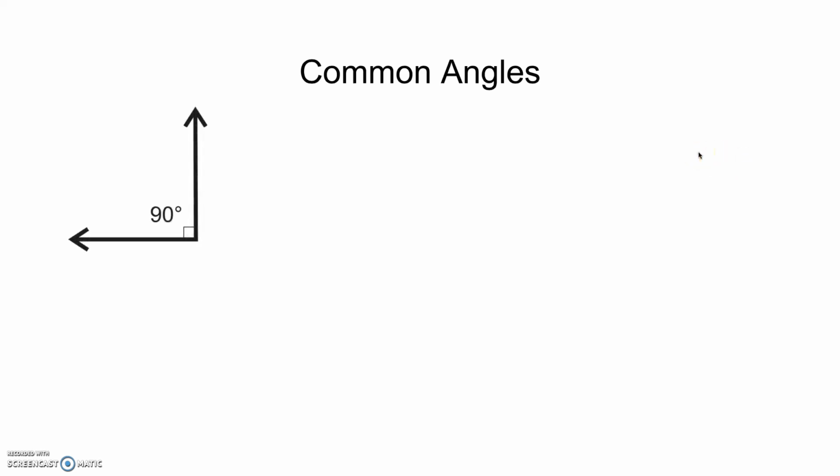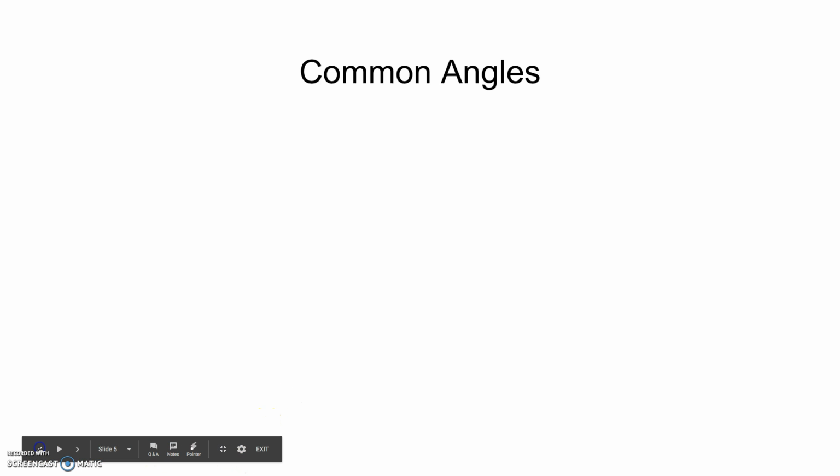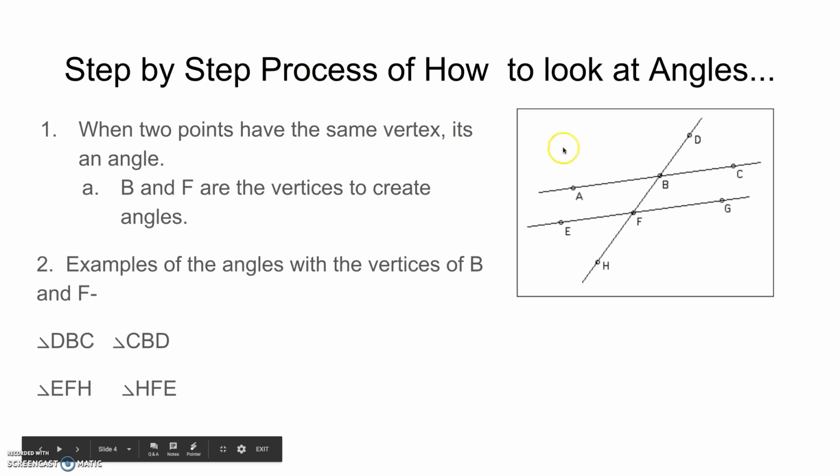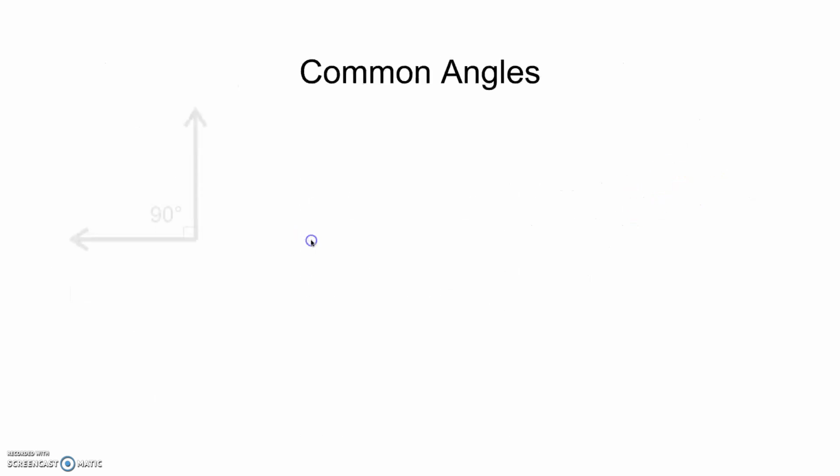The vertices are B and F, and you know because that is where the lines meet and intersect. Moving on. Common angles.